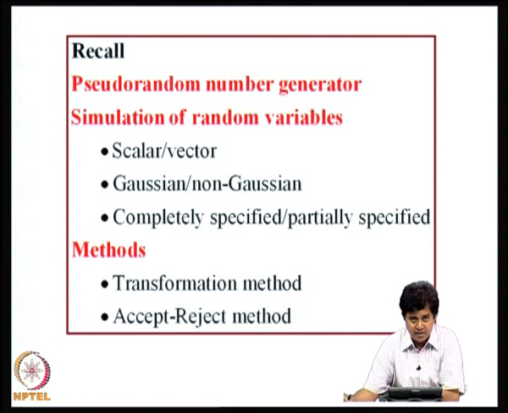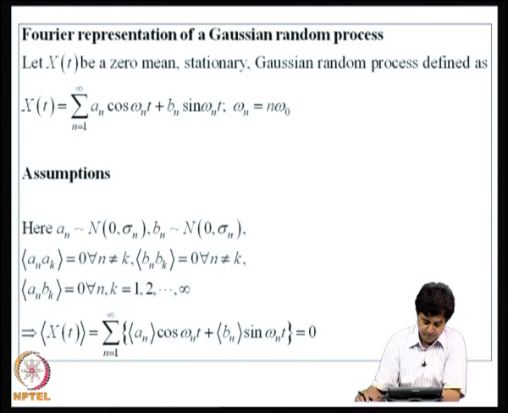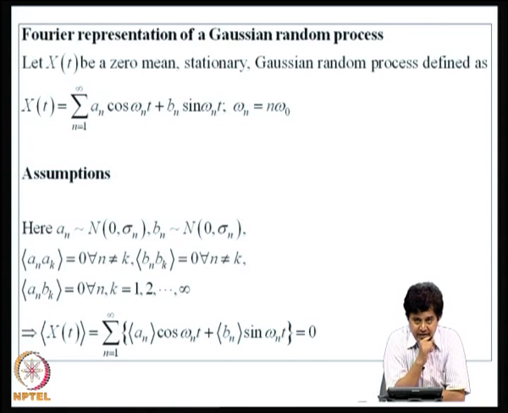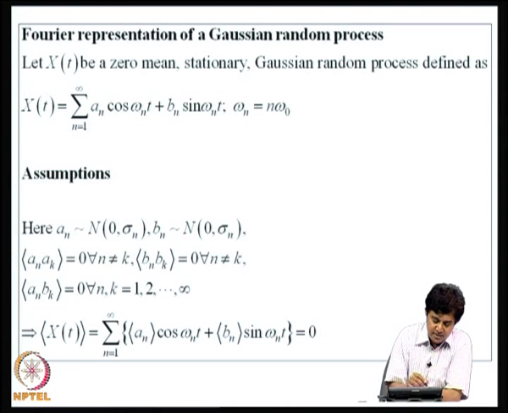So, now in the present lecture we will consider how to extend these capabilities to simulate samples of random processes. Now, we will go back to the discussion that we had earlier on Fourier representation of a Gaussian random process. So, we start with a 0 mean stationary Gaussian random process, and we define in terms of random variables a n and b n as shown here.